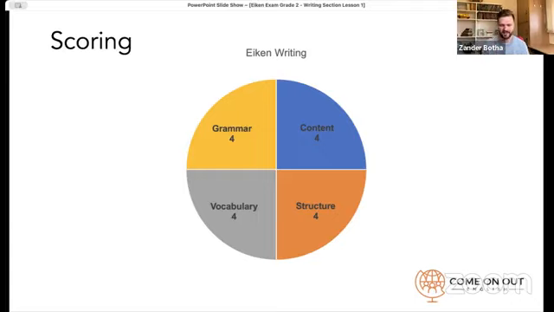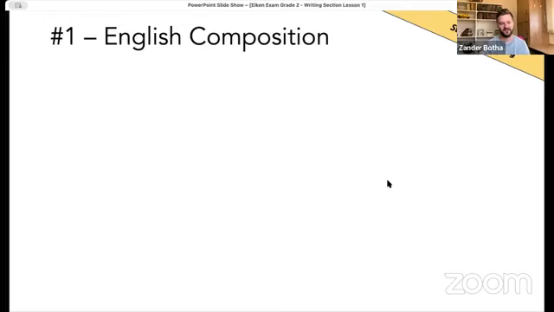And finally, the last part is your structure, meaning what is your first paragraph, second, third, and fourth paragraph. You need to make sure that you have a good structure in your essay. And today we will also talk about what your structure should be in this essay task. All right, so let's get started with this specific essay task called the English composition.